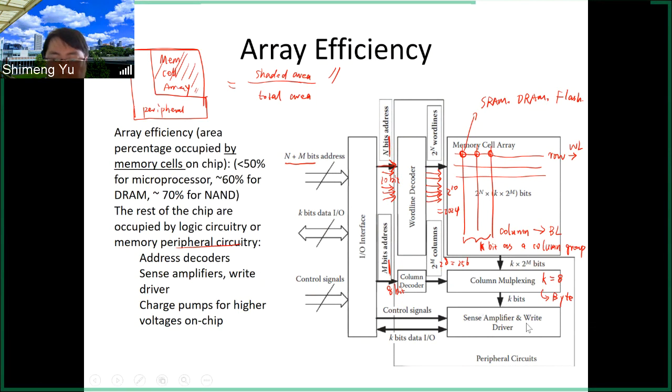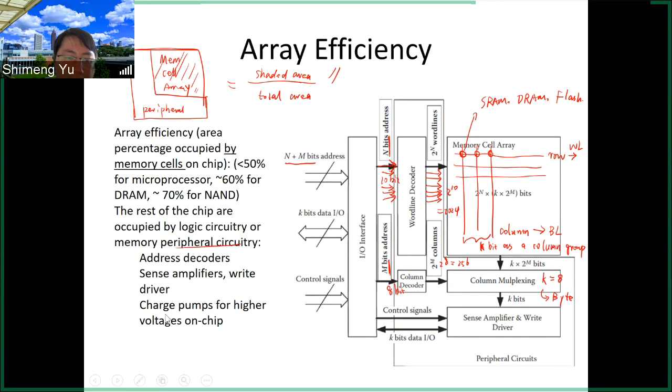And a write driver is needed when you write the data in, then you need to basically drive the data along the wires. You need some drivers, basically buffers, a chain of inverters to drive the data in. So you need those peripheral circuits to assist you to read and write the data.